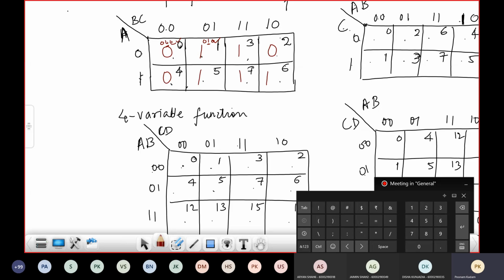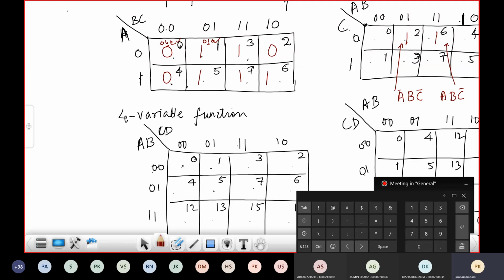What I mean to say is, let me take an example. Let's say you have these two ones present in these two cells. What is the min term corresponding to this cell? The min term corresponding to this cell is 2, right? 2 means A bar, B, C bar, right? 0, 1, 0. This cell corresponds to min term 6, which means A, B, C bar, 1, 1, 0.